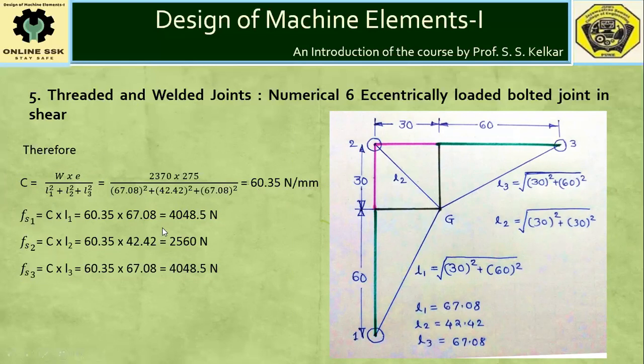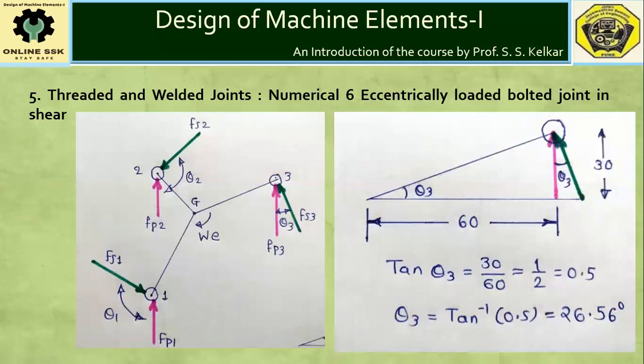So their values will be 4,048.5, 2,560, 4,048.5 Newton. So likewise, we have calculated primary and secondary forces. Now let us find out the direction of these primary and secondary forces. Primary forces are always opposite in direction to the applied load. Applied load is in downward sense. Therefore, these primary forces shown in pink colored arrows FP1, FP2, FP3 are in upward sense.